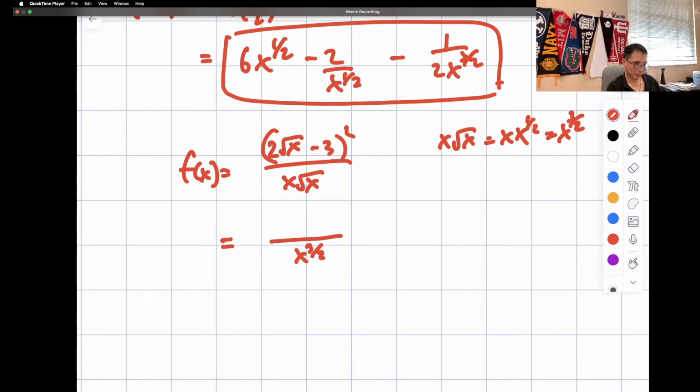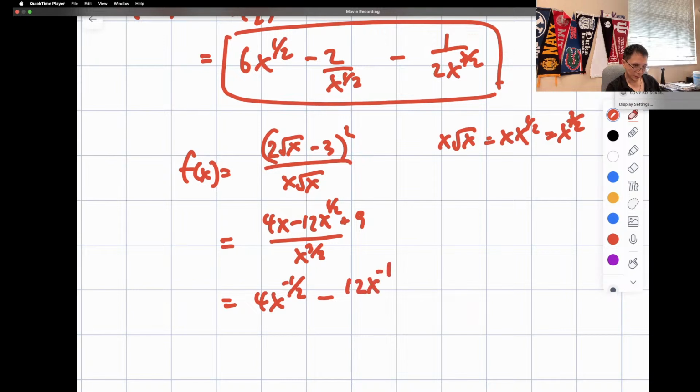And this one is going to be 4x minus 12 root x, which is x to the 1/2, plus 9, sorry. So that's equal to 4x to the negative 1/2 if we split them, minus 12x to the negative 1, plus 9x to the negative 3 over 2. Is that okay?